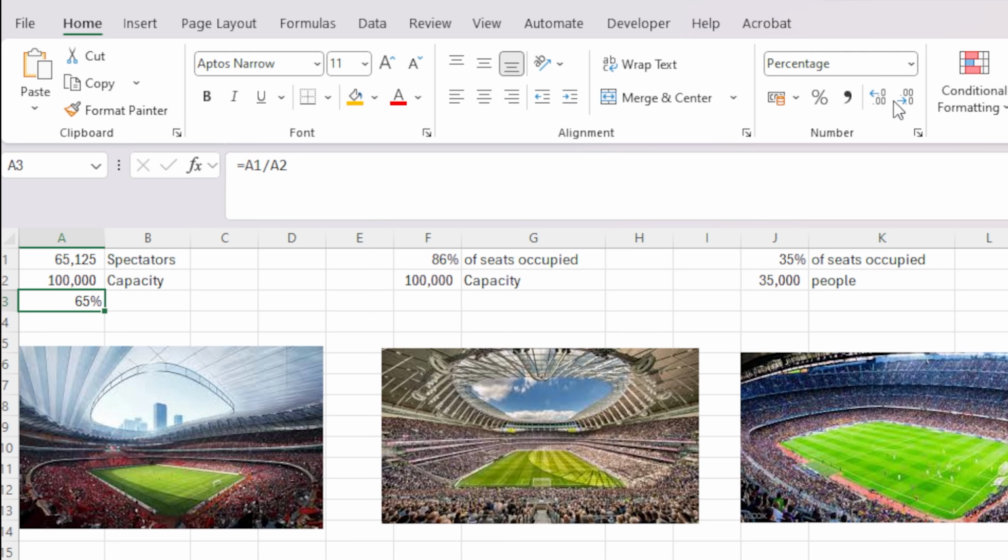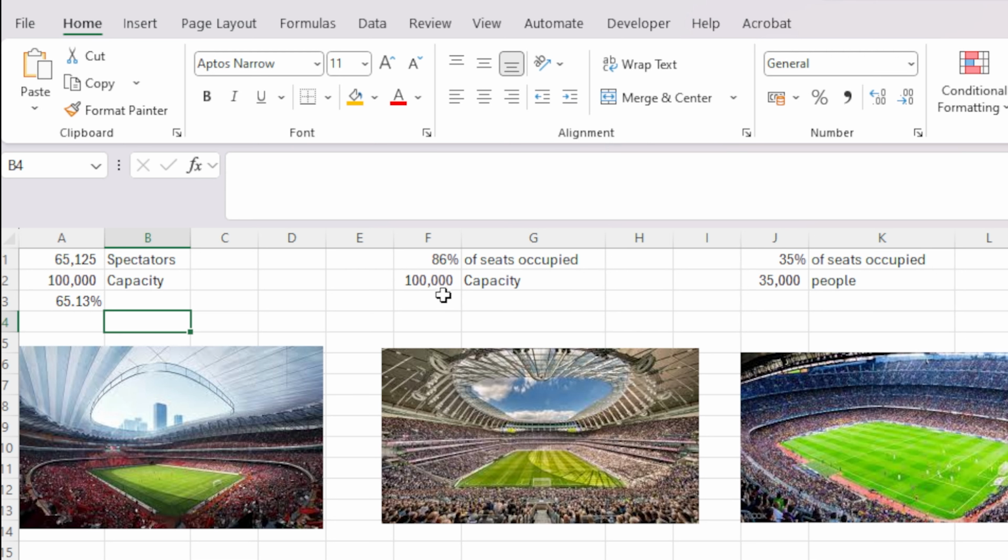We can also use these two to increase or decrease the number of decimals. So here we can see that it says increase decimal. We're going to increase it by 1, so we can see it's 65.1. If we increase it by 2, it's 65.13%. Okay, so that's how we're going to do that. Now that's great. We now know that 65.13% of our stadium was at capacity on this particular game.